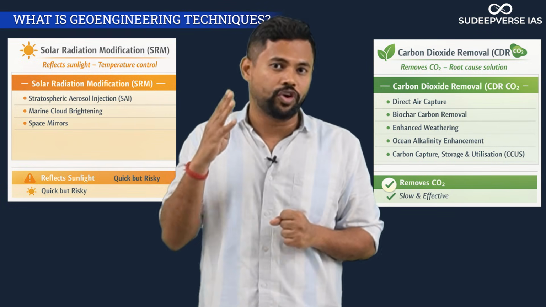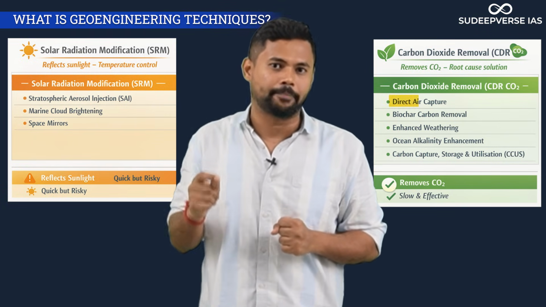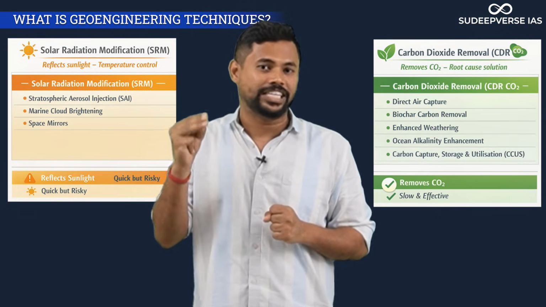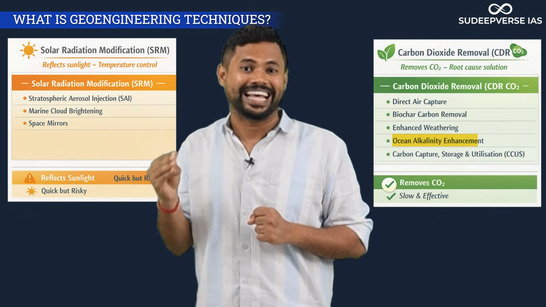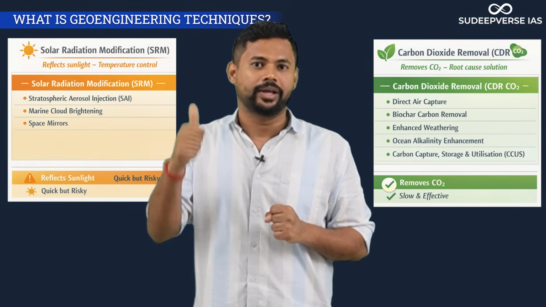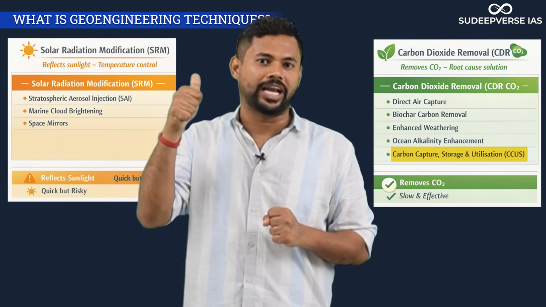Among them, these are the important ones. The first is direct air capture, the second is biochar carbon removal, and the third is enhanced weathering, the fourth is ocean alkalinity enhancement, and the fifth is the most important issue that we are discussing today, and that is carbon capture, utilization and storage.